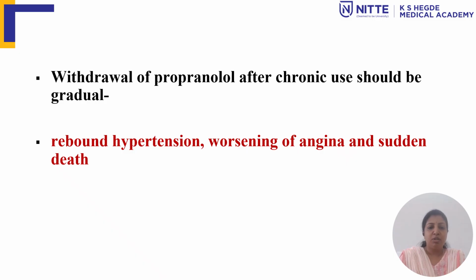Now, beta blockers, after chronic use or prolonged use, we should not abruptly withdraw propranolol therapy. We should not stop propranolol therapy abruptly after chronic use. Why? Because it can produce rebound hypertension, it can worsen the angina, and it can produce sudden death. This is mainly due to the supersensitivity of the beta receptors.